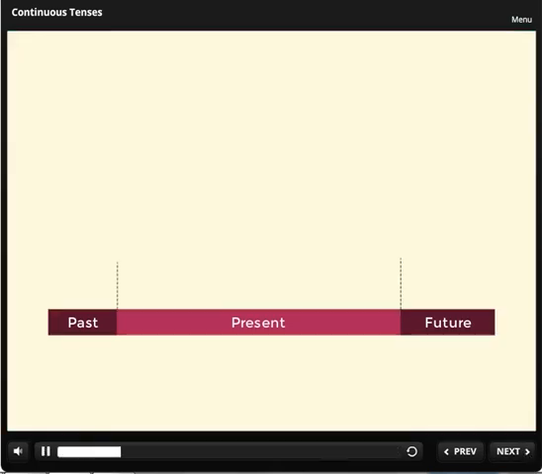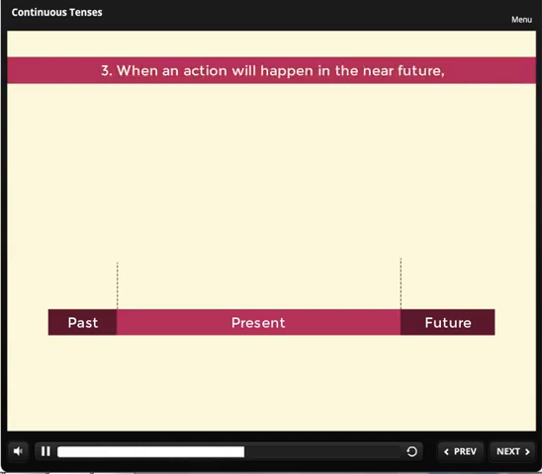Sometimes we use present continuous when we are talking about an action that will happen in the near future, that is, very soon.